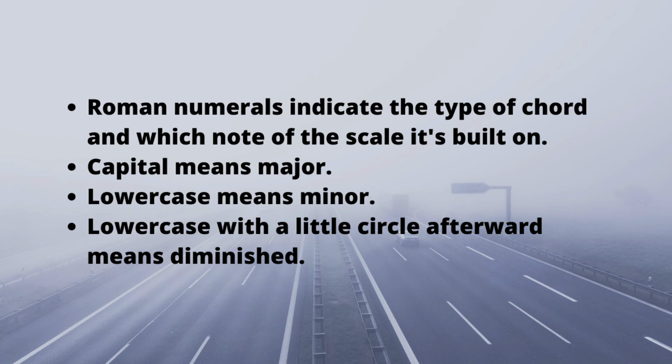Specifically, a capital Roman numeral, an uppercase Roman numeral, means that the chord is major. A lowercase Roman numeral means that the chord is minor. So for example, in C major, the 2 chord, D minor, would be represented with a lowercase Roman numeral 2, ii. Finally, diminished chords are also represented by lowercase Roman numerals, but they have this little circle afterward, like a degree sign. And that's what separates minor from diminished. Minor has lowercase, diminished has lowercase with the little degree sign.